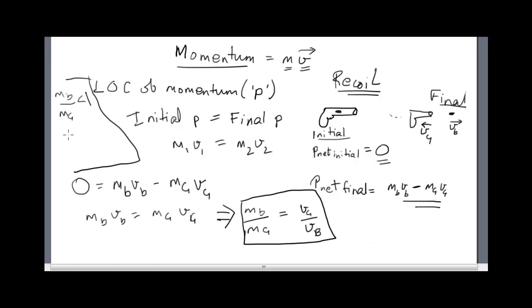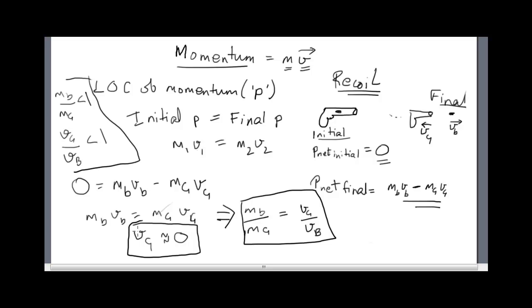So similarly, Vg by Vb will be less than 1. This goes without saying that the velocity of the gun has to be less than the velocity of the bullet. But to minimize recoil, we want the velocity of the gun to be very small, let's say nearly equal to 0. If the velocity of the gun is very small, that is how we're going to minimize recoil. That is the condition to minimize recoil.